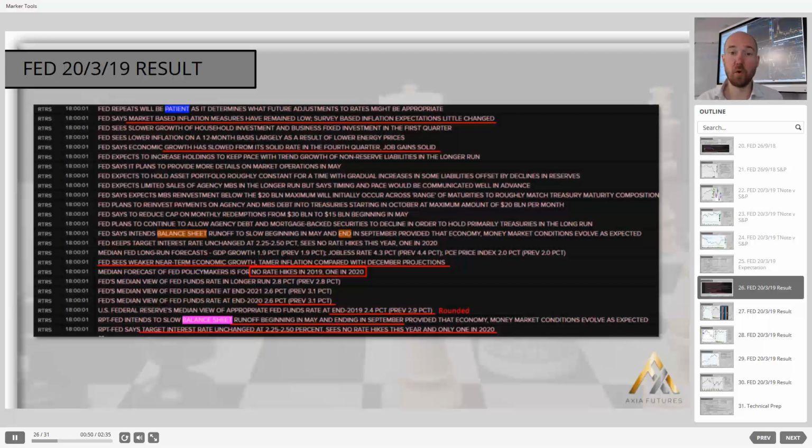The Fed also brought in a suggestion of the balance sheet runoff beginning in May and running to September, and therefore balance sheet reinvestments were going to maintain at the same level that they currently were, or they're only going to reduce by about a marginal amount.